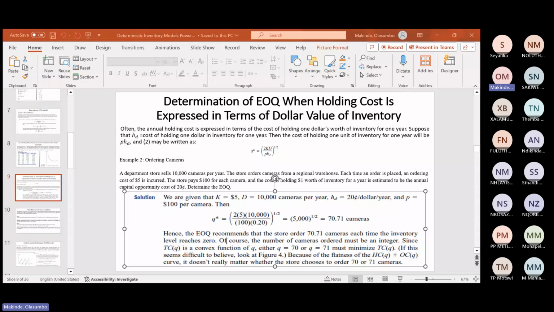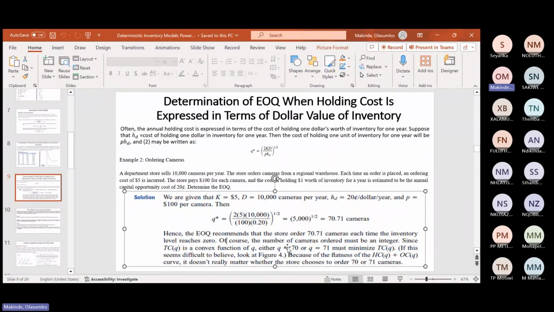Don't forget, you can also be asked to calculate the number of orders to be placed per year. You can do it now. With this, your number of orders is D over EOQ. So if you are using EOQ as 70, that will give you D, which is 10,000, over 70. So you can get the number of orders. They can also ask you when they should reorder, that is EOQ over D. So you can also do those questions.